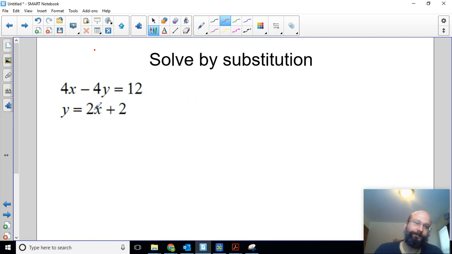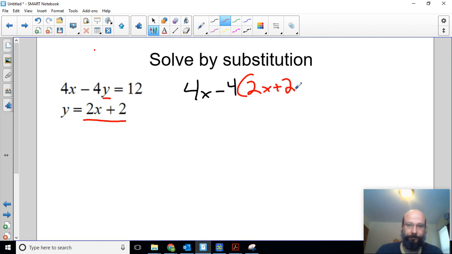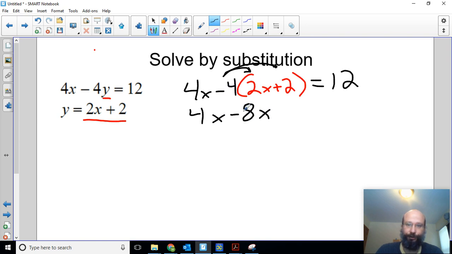So again, y equals, right? It's telling me what y equals. So I'm going to replace this in for here. So I have 4x minus 4, but instead of y, I'm going to put this in, 2x plus 2. And then equals 12. So first up after you do this is the distributing. So 4x minus 8x, because negative 4 times 2x is minus 8x. Negative 4 times 2 is negative 8, equals 12.